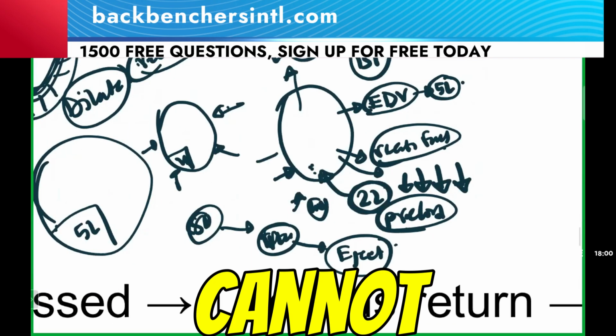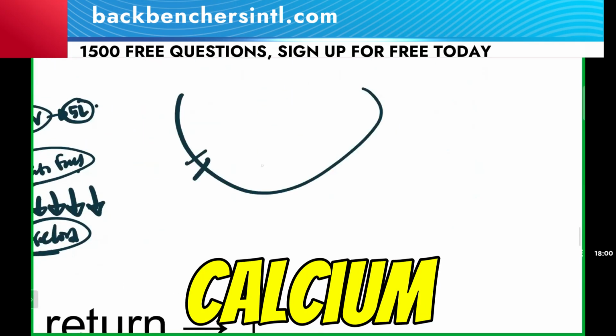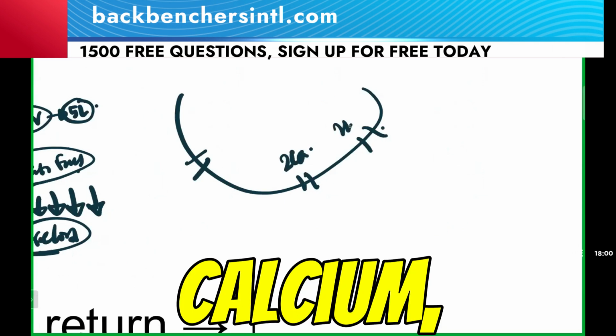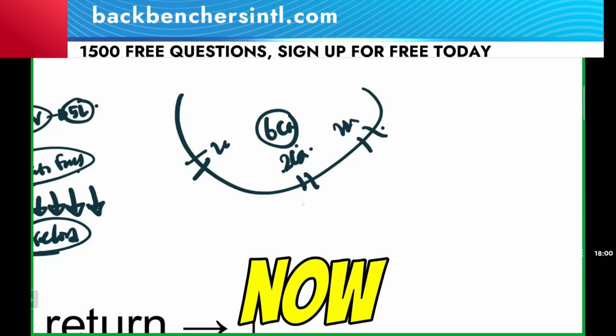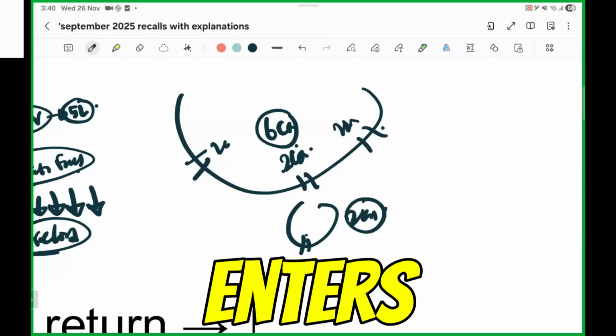And as it cannot dilate properly, what did I tell you? Heart muscle has gates, calcium gates. When it dilates properly, let's say 2 calcium, 2 calcium, 2 calcium, this 6 calcium enters this muscle. But now it cannot dilate properly. Let's say only one channel dilates and only 2 calcium enters your heart muscle.